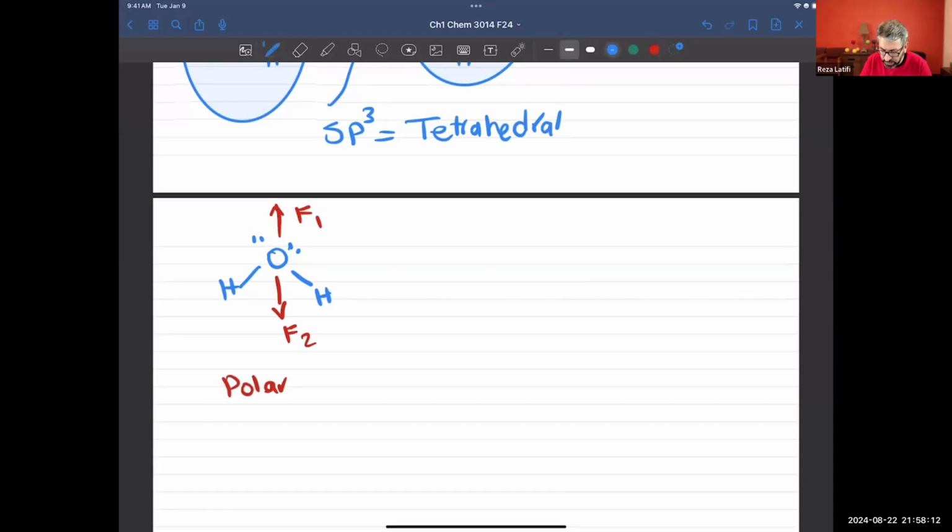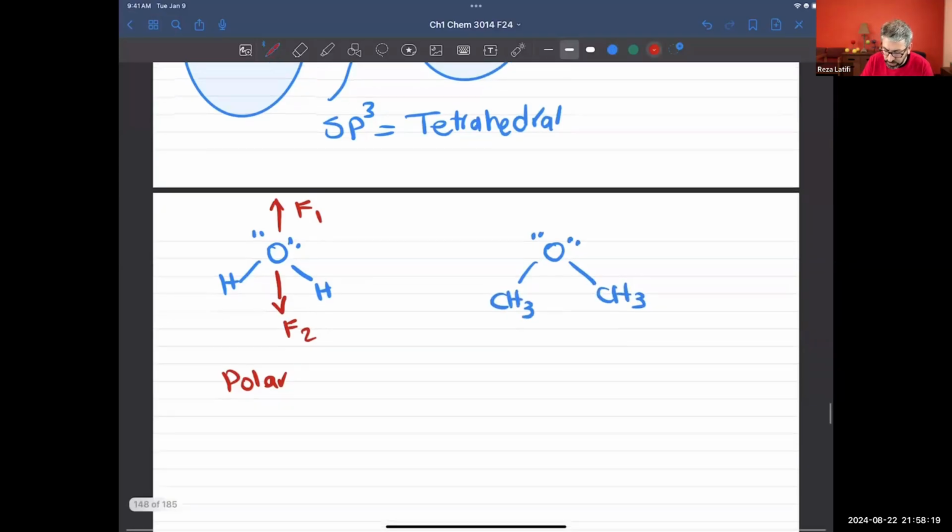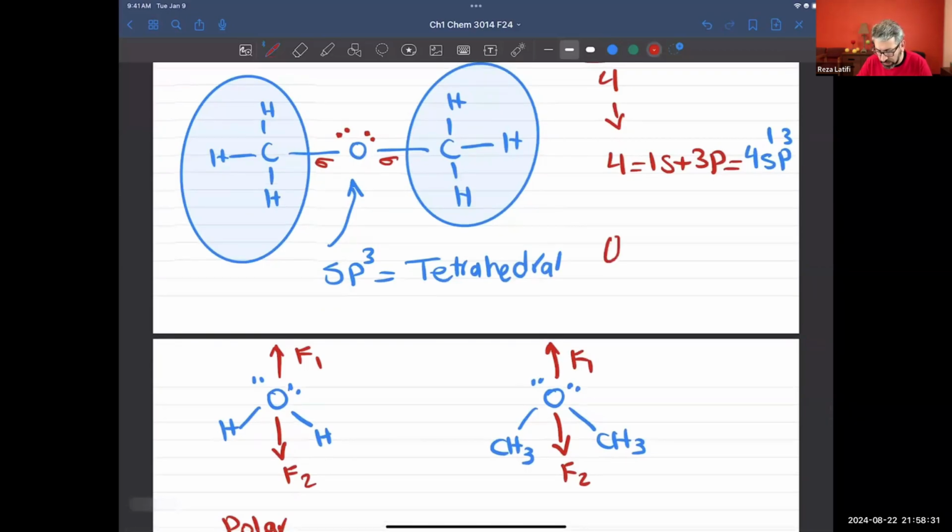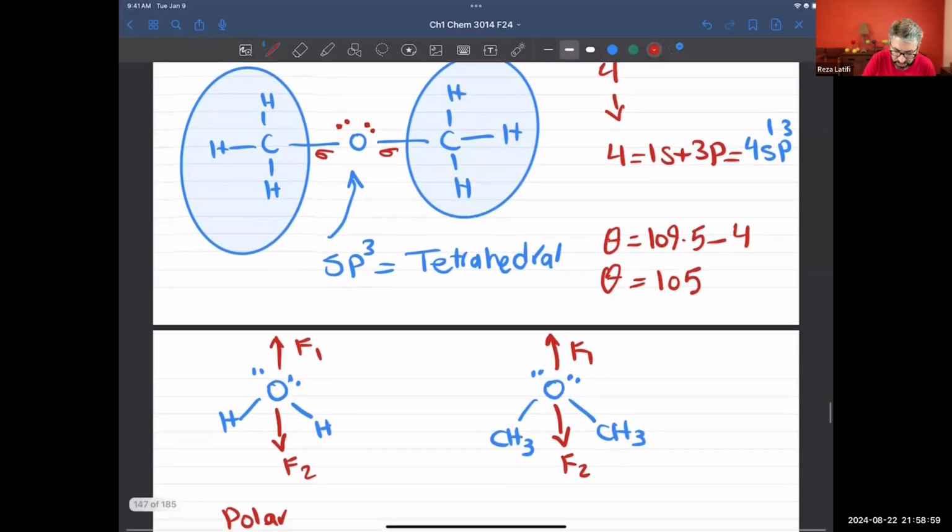If that one is polar, then this one will be polar because you cannot cancel the force of the lone pairs. That one for sure will be polar. Why is it polar? Because of the bond angle. What's the bond angle here? The bond angle is 109.5, we drop it by 4 degrees, theta is 105. If your theta is anything other than 180 and you have a lone pair, that molecule will be polar for sure. So in this case, mu is going to be bigger than 0. Yes, they are identical. I have 2 identical groups attached to oxygen, but I do have lone pairs.